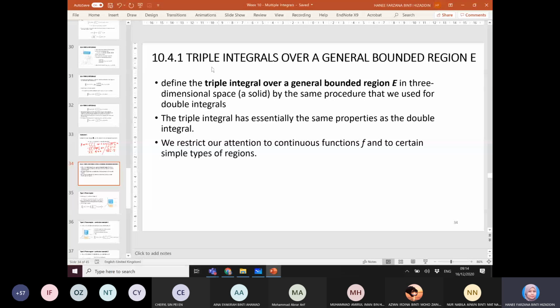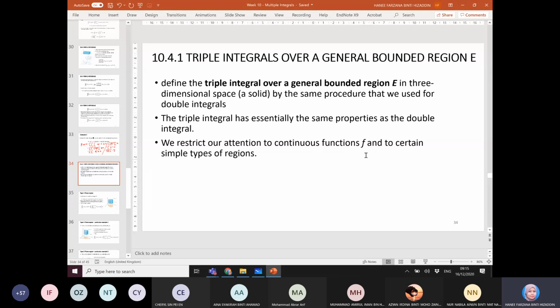But life is not always easy, so we need to do triple integrals over a general region. Okay, so let's define the triple integral over a general bounded region. In any shape, we want to be able to do any integrals, double or triple, in any shape that is given to us. In this case, we restrict our attention to continuous functions f and to certain simple types of regions only.